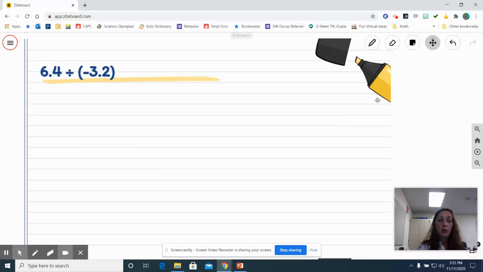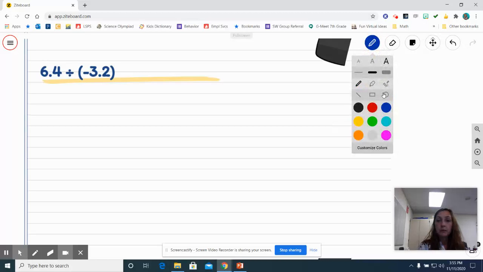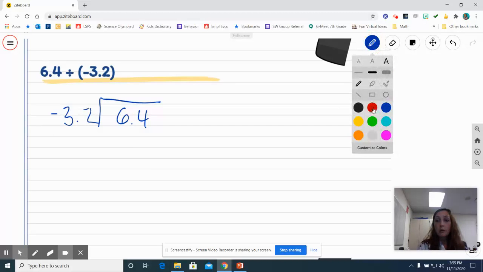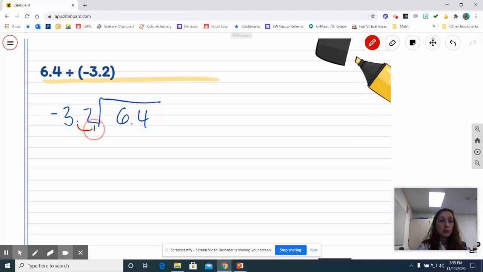For our first example, we have 6 and 4 tenths divided by negative 3 and 2 tenths. I know that my answer is going to turn out to be a negative because I've got a positive divided by a negative. We'll first move the decimal in the divisor to the right 1 place because the decimal comes at the end of a whole number and we have to make this a whole number.